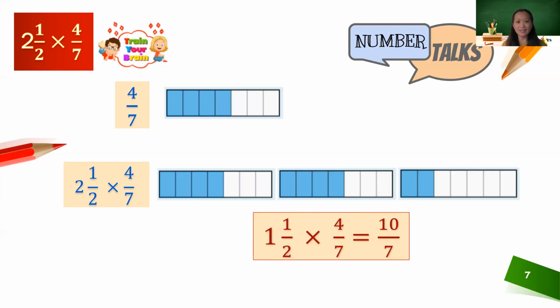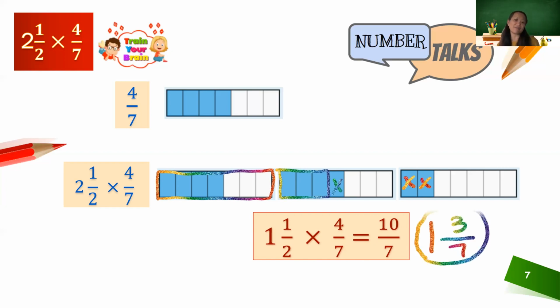Now if we take these little pieces that are out there and fill them up in there, I have 1 full piece and 3/7. So I can say 2.5 times 4/7 is 1 3/7. Or you can just say it's 10/7, whichever you like. Awesome. That's it for today.